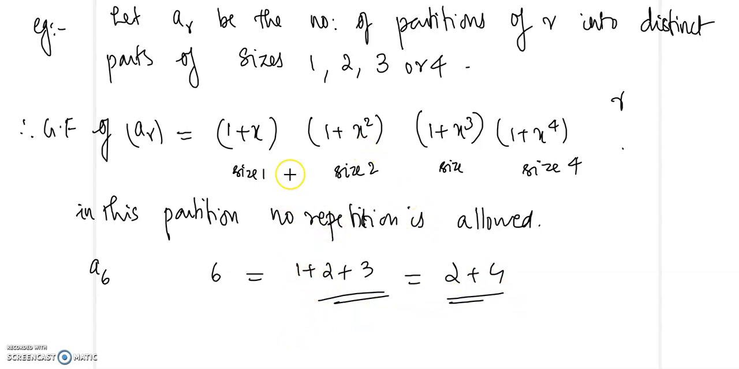So here we have to take the coefficient of x raised to 6. For the coefficient of x raised to 6, we get the product x, x square, x cube. Coefficient is 1, then x square and x raised to 4. Again the coefficient is equal to 1. So the number of partitions, so A6 will be equal to 2. So that's how we find the number of distinct partitions.